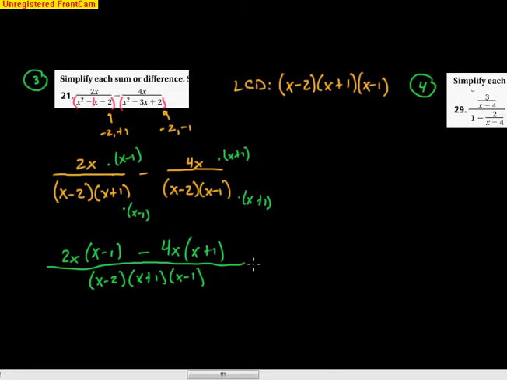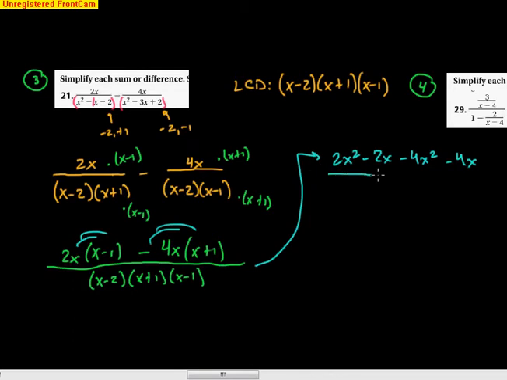Okay, over here in blue, I'm going to bring it over here. Now we're going to simplify the top by distributing the 2x and making a 2x squared minus 2x, and distributing the negative 4x, minus 4x squared minus 4x. And that's all going to go over that LCD, which we do not touch, of x minus 2, x plus 1, x minus 1.